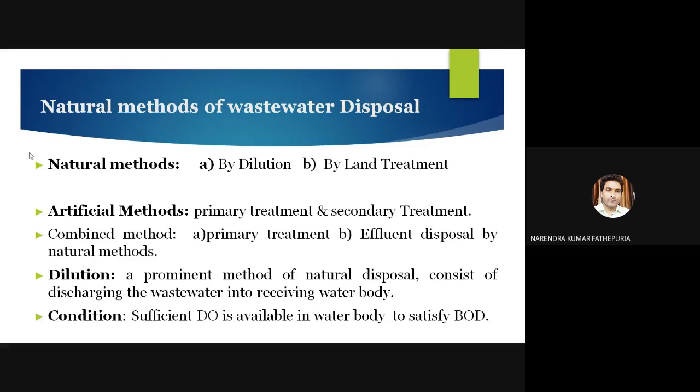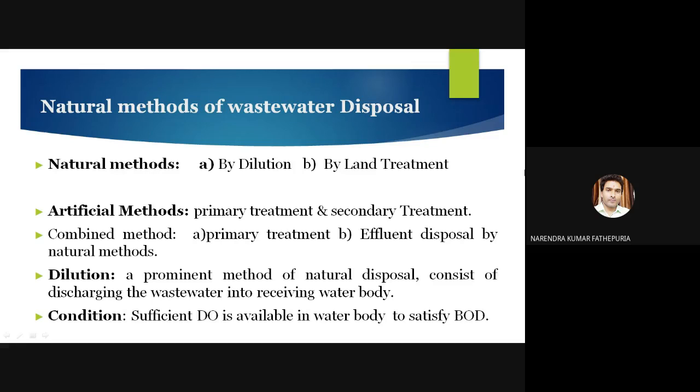These are the natural methods of wastewater disposal. Number one is by dilution. Number two is by land treatment. Some of the artificial methods like primary treatment, secondary treatment, these are all about sewage treatment plants, the primary, secondary, and tertiary units, right? So that is another thing that we'll talk about later in the next class. Right now we'll talk about the natural methods of wastewater disposal.